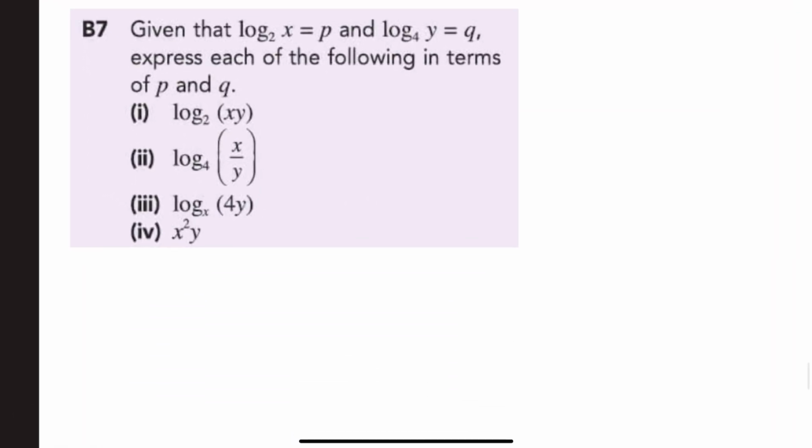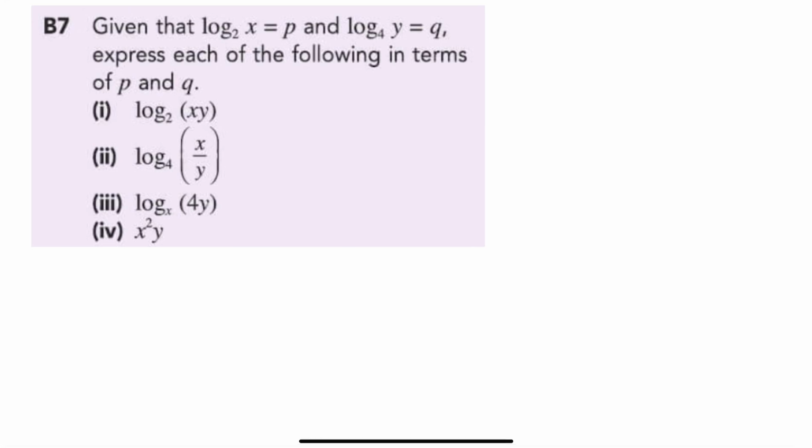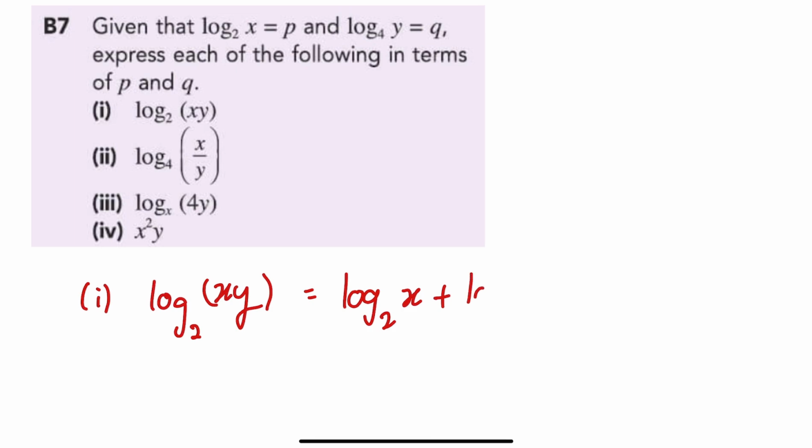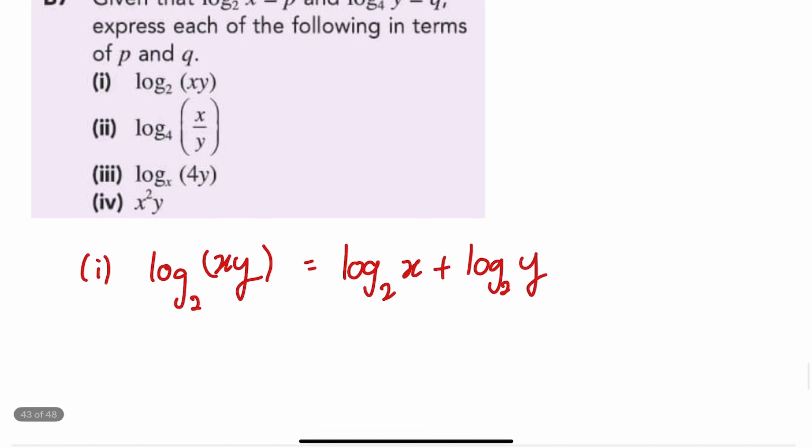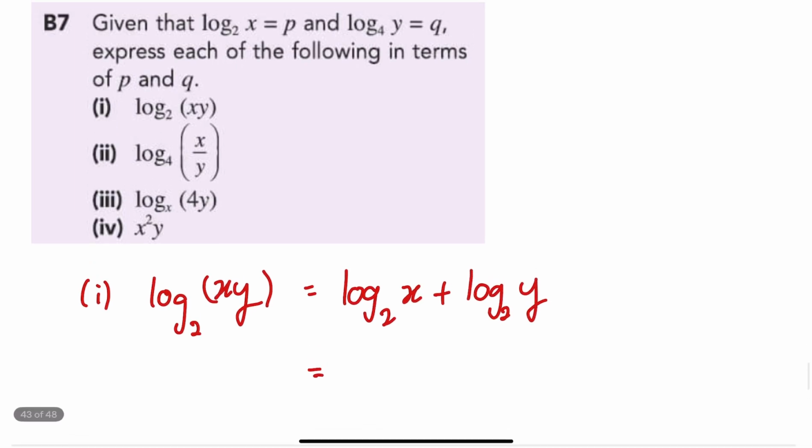Let's now look at the last question here. Given that log base 2 of x equals p and log base 4 of y equals q, express the following. Let's start with part 1. Log base 2 of xy. This is very simple. This one can be split apart by my product law. This is simply log base 2 of x plus log base 2 of y. Continue simplifying here. The question gives me that this is already p, but here the question gave me base 4.